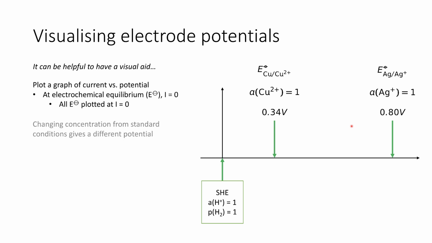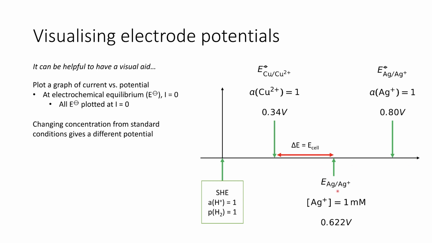If we change our concentration from standard conditions, we'll get a different potential. If we take the silver chloride and reduce the concentration to 1 millimolar, we find that applying the Nernst equation, we end up with a drop in our electrode potential to 0.62 volts. This is still more positive than our copper electrode. So our overall cell potential we would find by simply finding the difference between the two.